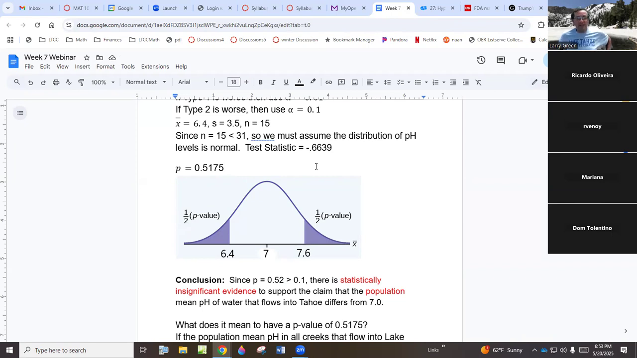Now, here our p-value is definitely big. It's bigger, so 0.52 is bigger than 0.1. Does that make sense? Okay, here's 6.4. That's what we got. How did I get the 7.6? Just want to make sure you understand this. Anyone know how that number came about? Because it's important that you understand it, because you might be asked to do it.